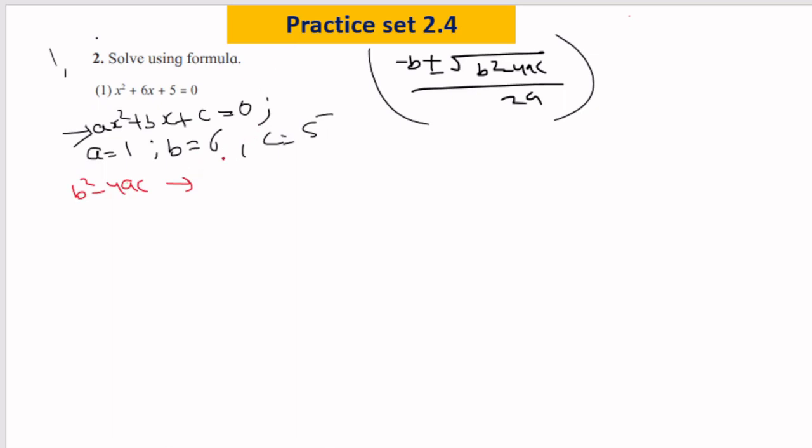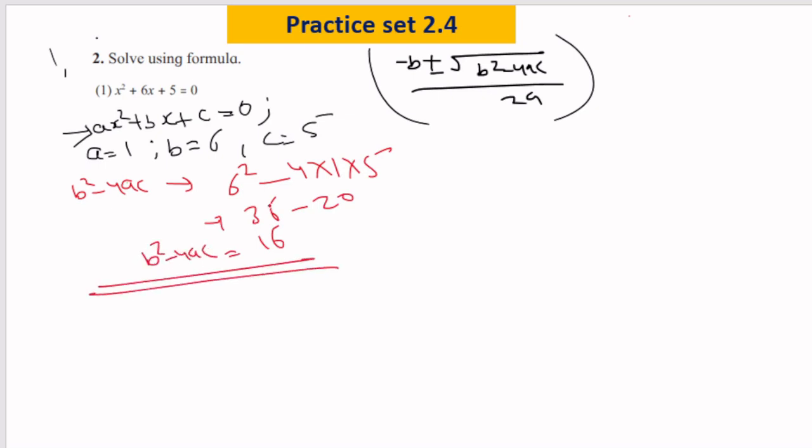Right, so to solve b square minus 4ac, you need to substitute the values. So b value is 6, then 6 square, a is equal to 1 and c is equal to 5. So this will be 36 minus 20, equal to 16. Now you have found b square minus 4ac. Now you have to find two roots. One, this is plus, and next time this is minus.